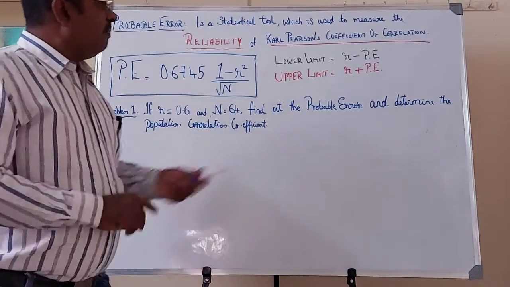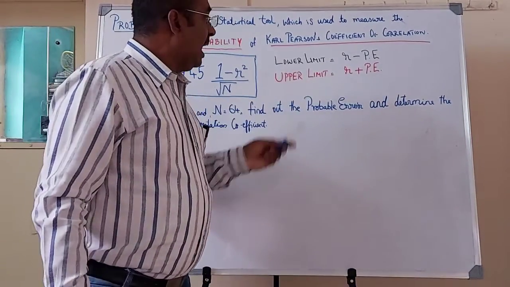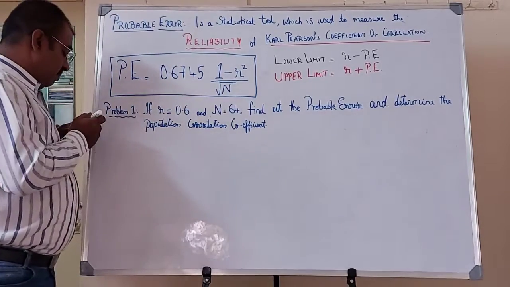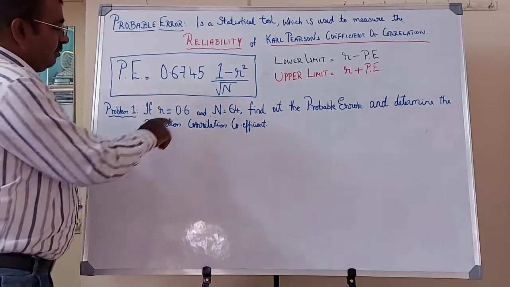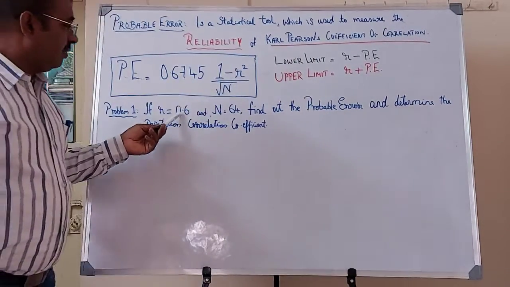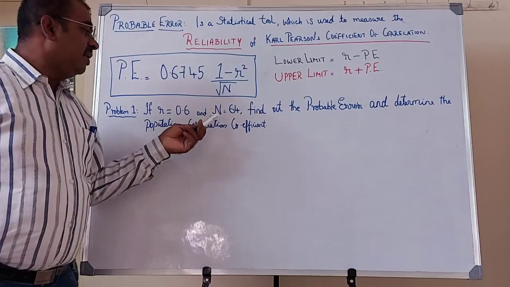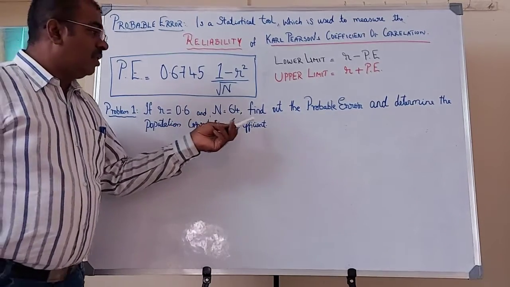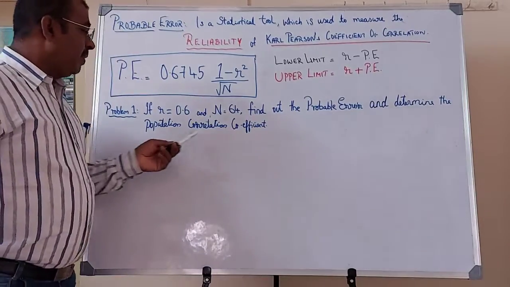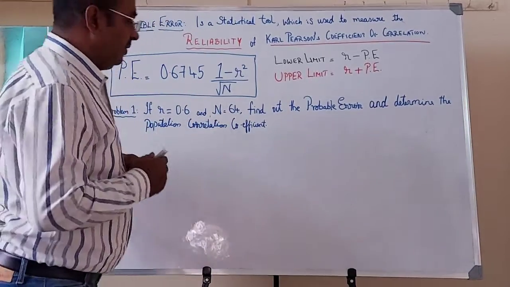Now, as I said, there is an upper limit and a lower limit. I will come to this topic later. Initially, there is a problem which says r is equal to 0.6, that is Karl Pearson's coefficient of correlation is equal to 0.6 and n is 64. Find out the probable error and determine the population correlation coefficient.